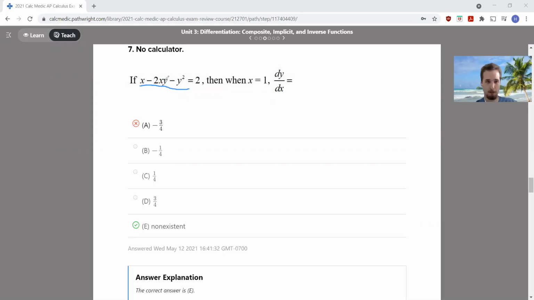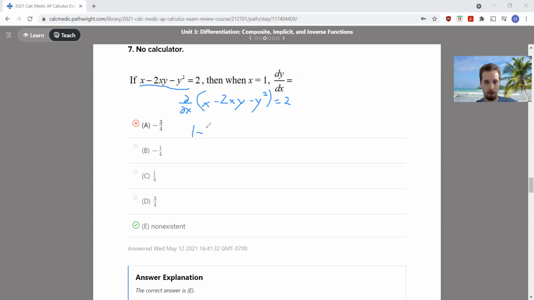So if you see something like this, we got x's mixed with y's, y squareds, you have to be thinking implicit differentiation. Okay, so if we want to take the derivative with respect to x of this equation, x minus 2xy minus y squared equals 2.